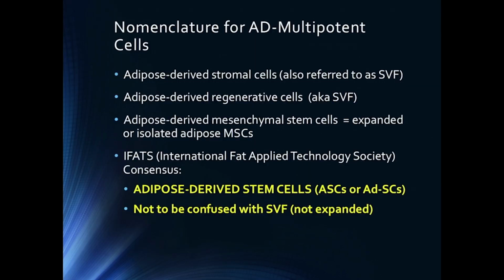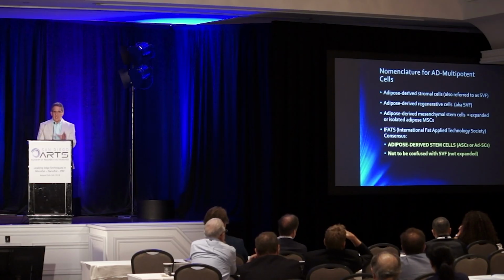This is where the nomenclature gets a little bit confusing. Some researchers refer to the stromal cells as the SVF. Some are referring only to the regenerative cells, which means you're excluding the leukocytes and the epithelial and endothelial cells, as SVF. Some are referring to the mesenchymal stem cells as SVF. But if you look at the International Fat Applied Technology Society, IFATS, they are referring to the adipose-derived stem cells as ASCs. And they say do not confuse those with SVF.